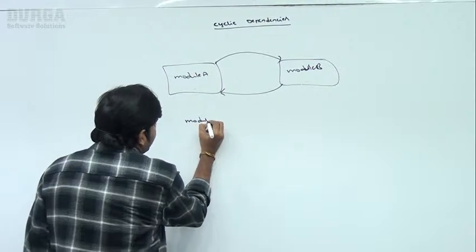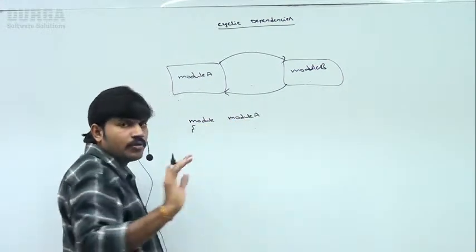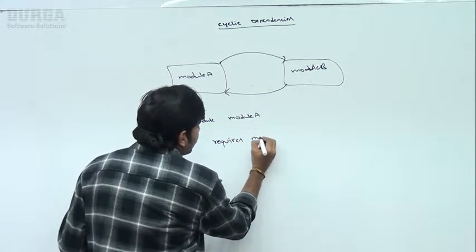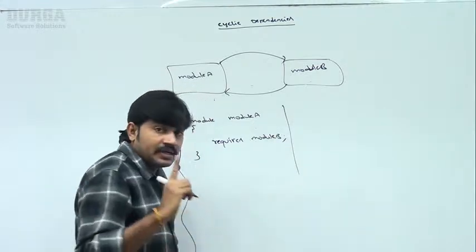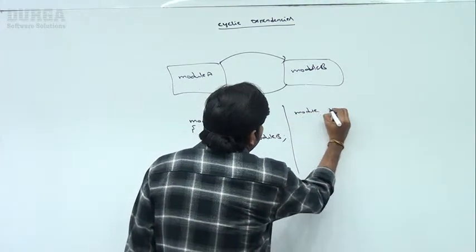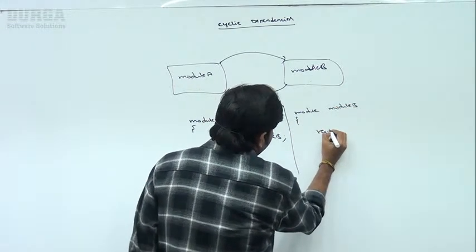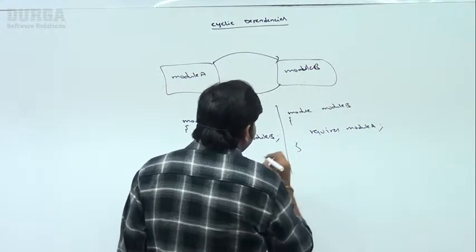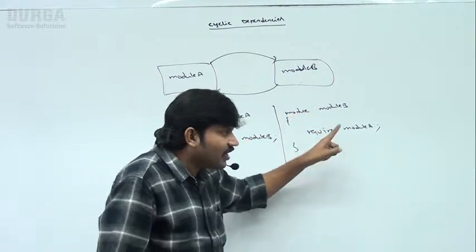Here I have module A. Module A requires module B. Similarly, module B requires module A. Are you getting it? Module A requires module B, and module B requires module A.